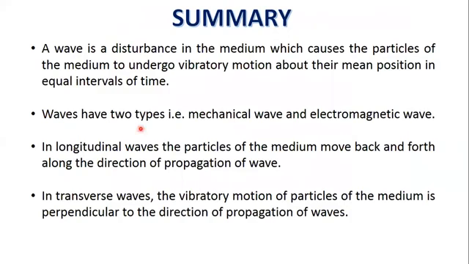The summary of the lesson: a wave is a disturbance in the medium which causes the particles of the medium to undergo vibratory motion about their mean position in equal intervals of time. Waves have two types: mechanical waves and electromagnetic waves. In longitudinal waves, the particles of the medium move back and forth along the direction of propagation of wave. In transverse waves, the vibratory motion of the particles of the medium is perpendicular to the direction of propagation of waves.